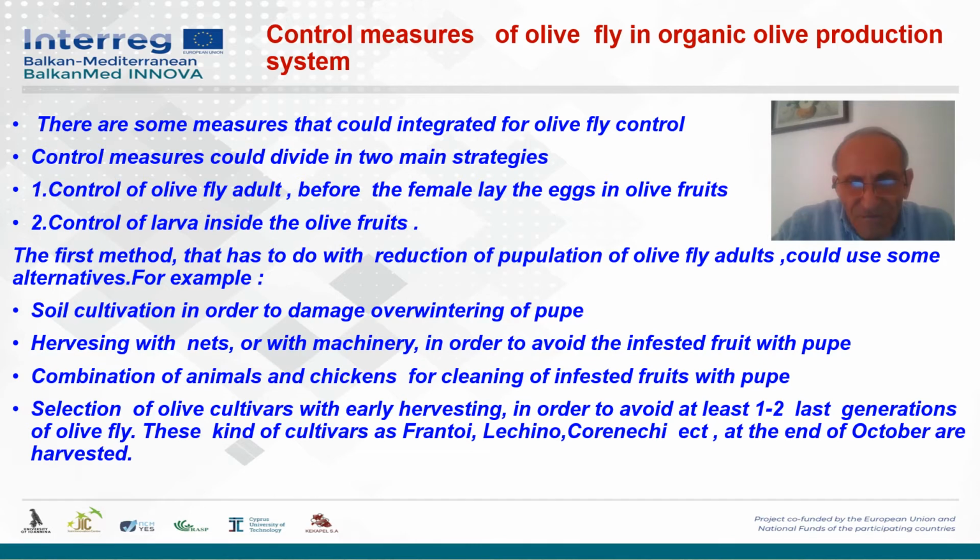This kind of cultivar, such as Frantoio, Leccino, etc., is harvested within October. The earlier the cultivars are harvested, the better for avoiding olive fly infection.